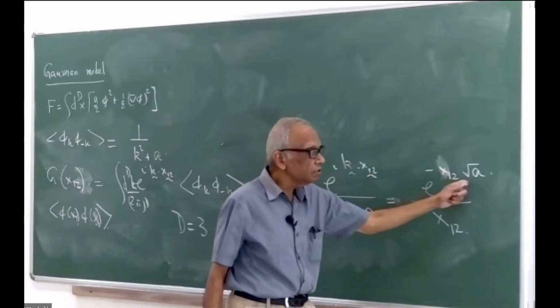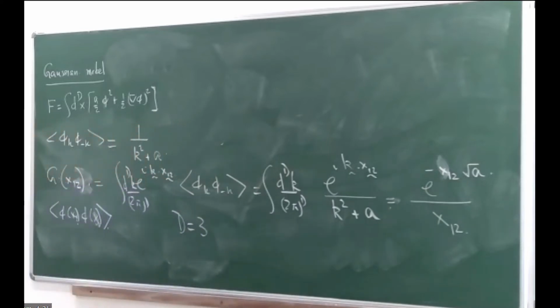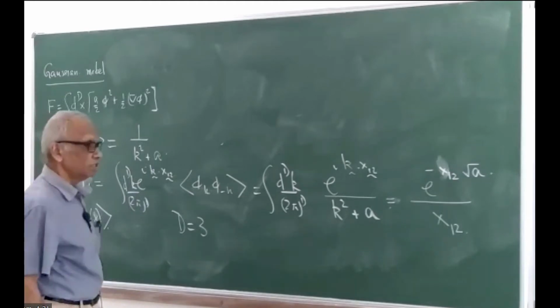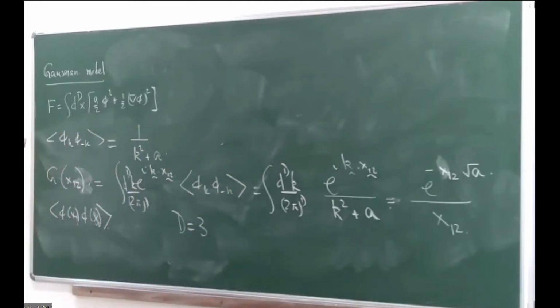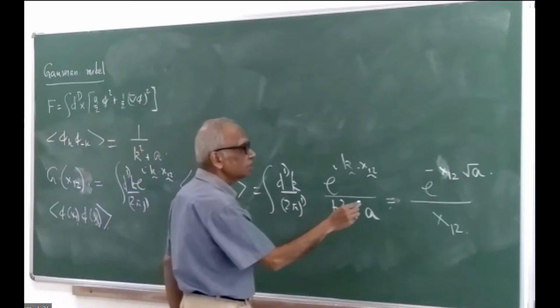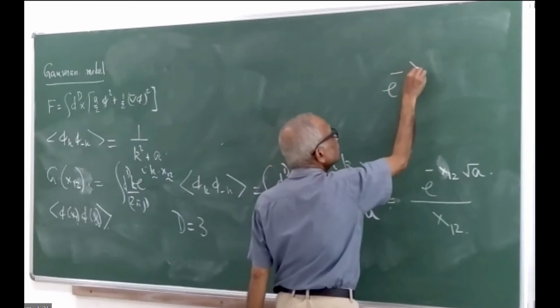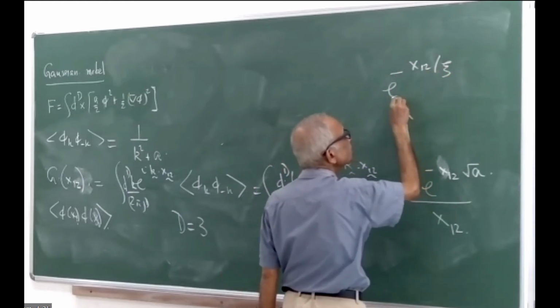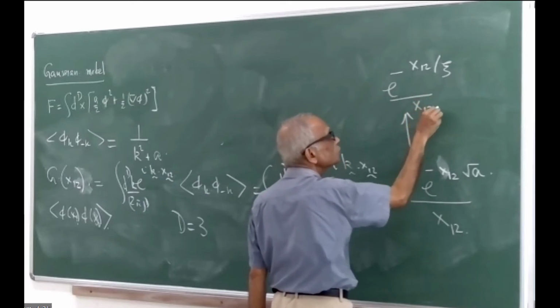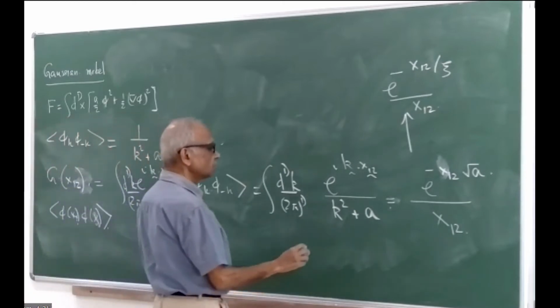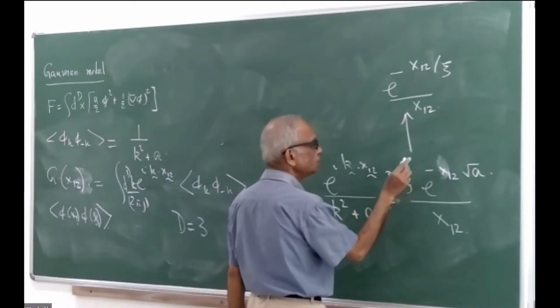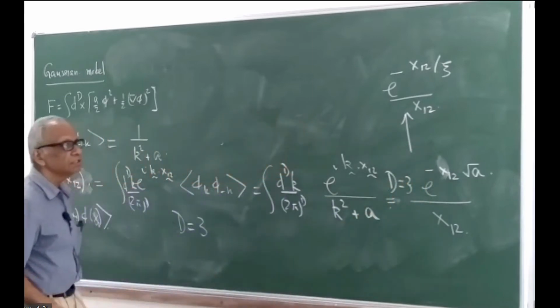So e to the power minus x12 square root of a. So what is square root of a? It obviously has the physical dimension of inverse length. So I can write this as e to the power minus x12 over xi, divided by x12. So that is the three-dimensional correlation function. So d equal to 3, this is the answer, and that is that.